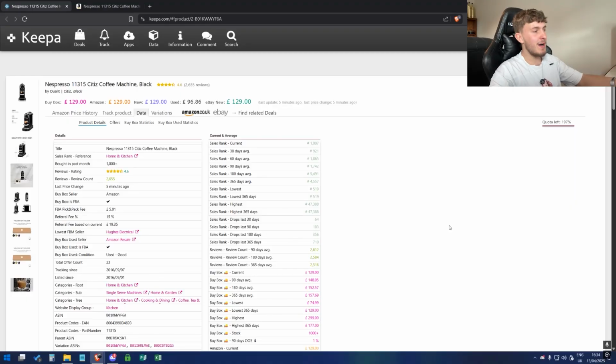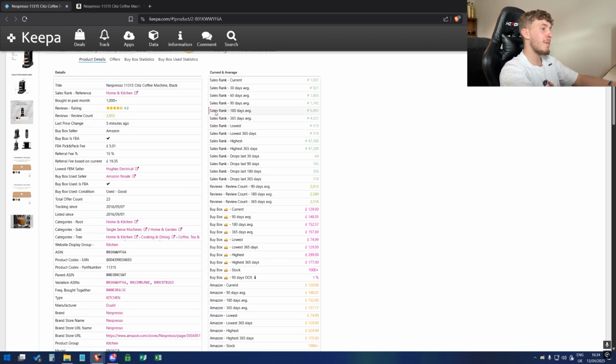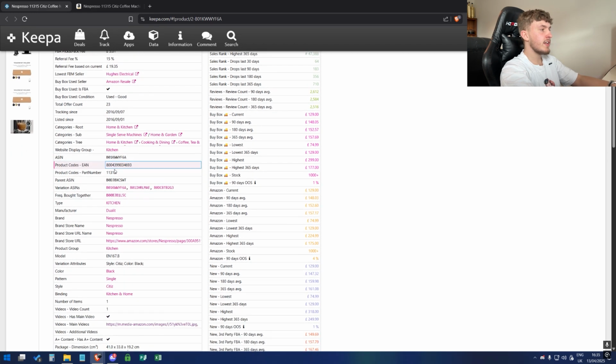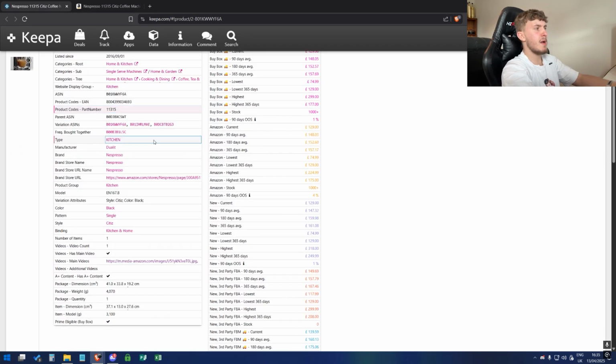So head on to Keepa, go to data, go to product details, and you'll get loads of information about the listing. So from here, we can see the EAN for the product. We can also see the manufacturer part number, as well as information like the type of product, the manufacturer, the brand, and the model number, stuff like that. All this information is essential if you're looking at another retailer and just definitely trying to make sure that it's the correct product.